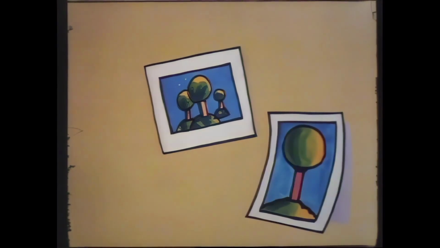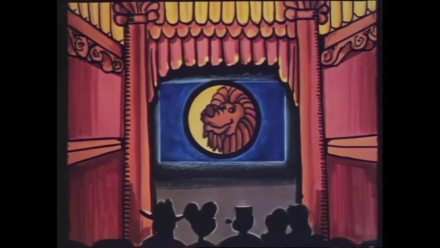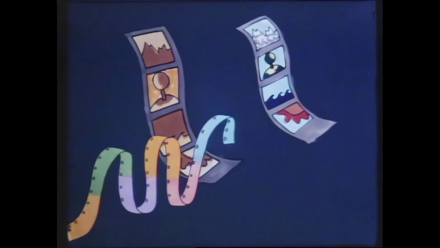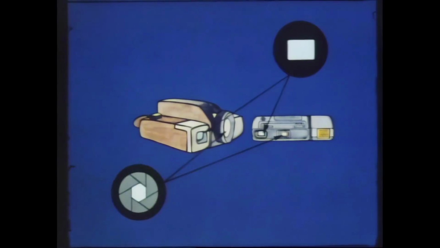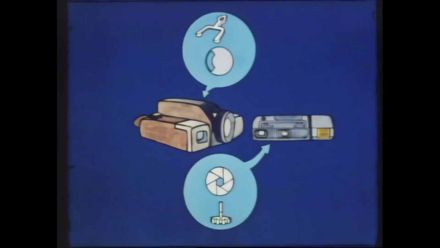Besides film for prints and slides, there's also film for making movies. Movie film is longer and narrower than film for still pictures, but a motion picture camera is basically the same as a still camera. The movie camera also needs a viewfinder, lens, lens opening, shutter, film, and film advance. But in a movie camera, both the shutter and film advance are slightly different from those in a still camera.